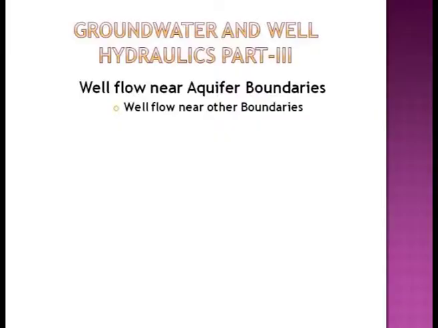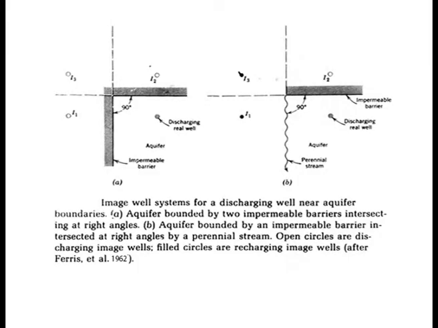Second is the well near other aquifer boundaries. Other aquifer boundary means, suppose there are aquifer boundaries perpendicular to each other, two impermeable boundaries, and between these boundaries one real discharge well is there. So to balance this discharge, opposite three wells I1, I2 and I3, you see the diagram, are given to balance the hydraulic equilibrium here.